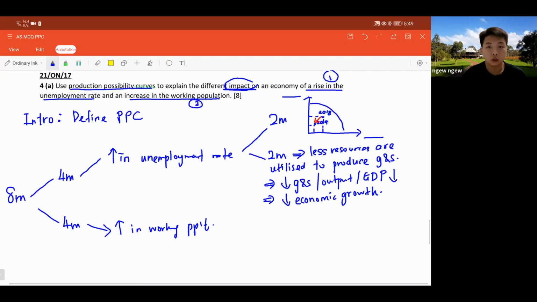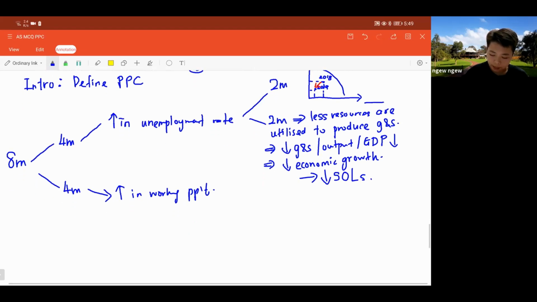So if you want to like go further, one line to explain the final impact when there's falling economic growth, then it will lead to falling standards of living. Okay, falling standard of living. Now, moving on. This will be the 2 marks. And we move on to the second part.